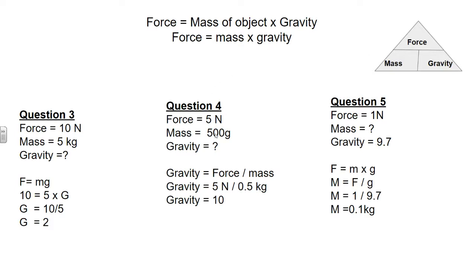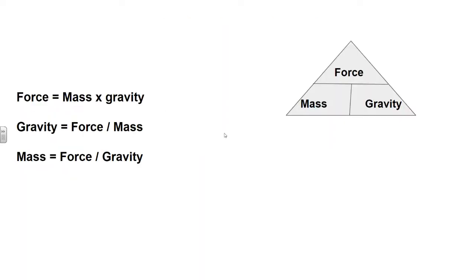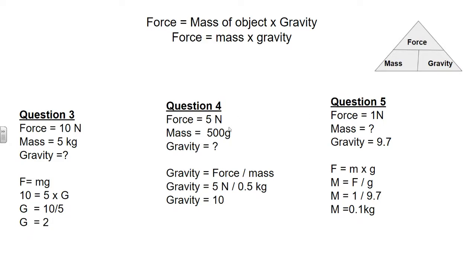You'll notice in question 4, we were given the 500 grams. We talked previously about the fact that if you're given 500 grams, you have to convert it into kilograms. So here we are. We've got 5 divided by 0.5 gives you 10.